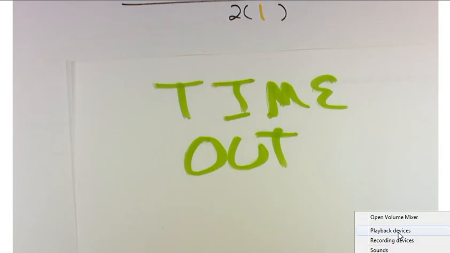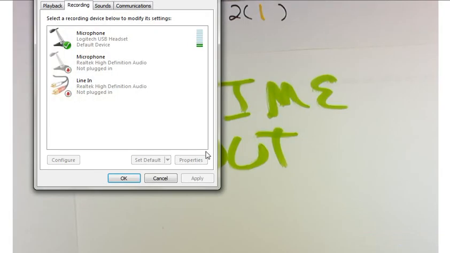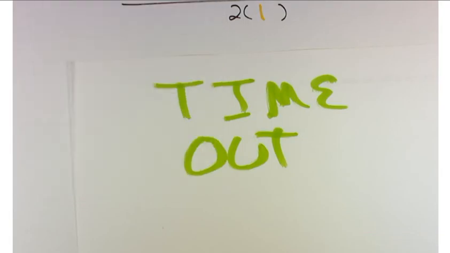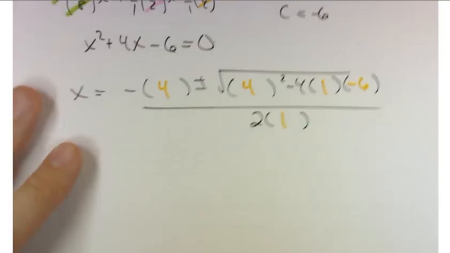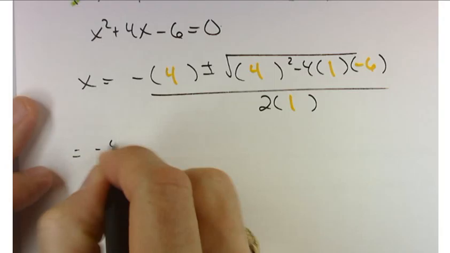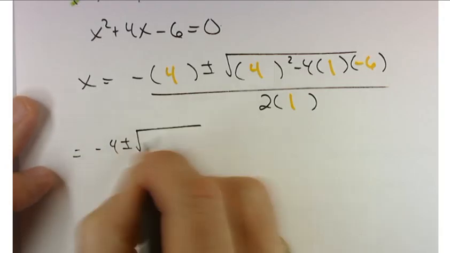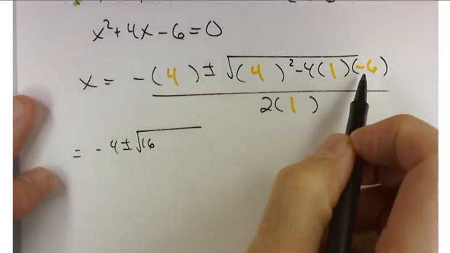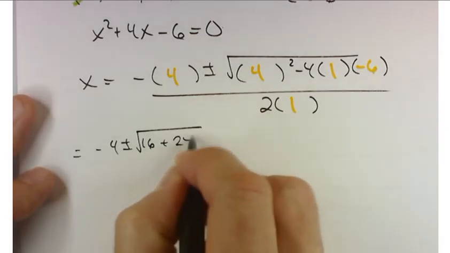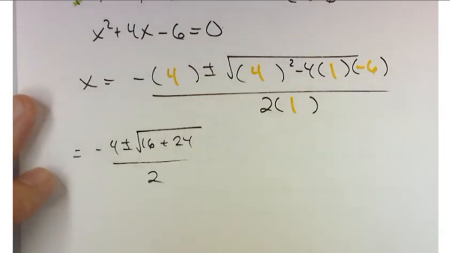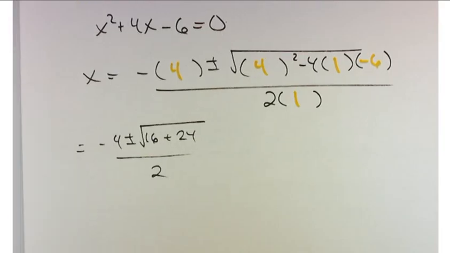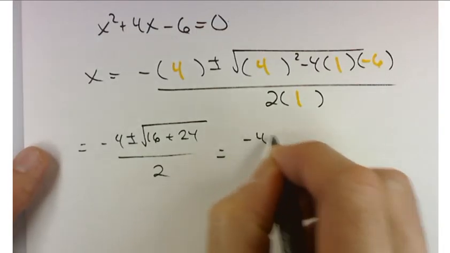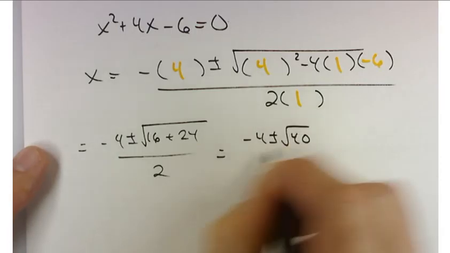Okay, so let me just make sure we still have sound on this. Yep, still have sound. Okay, so -4 plus or minus the square root of 16. Now minus times a minus gives me a plus, so you should end up with a plus 24 there. Add those together, I get -4 plus or minus the square root of 40 over 2.